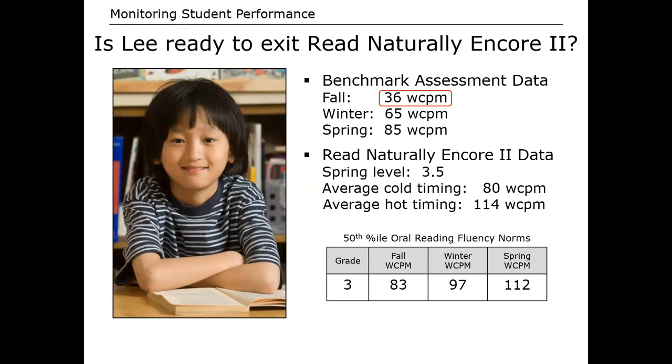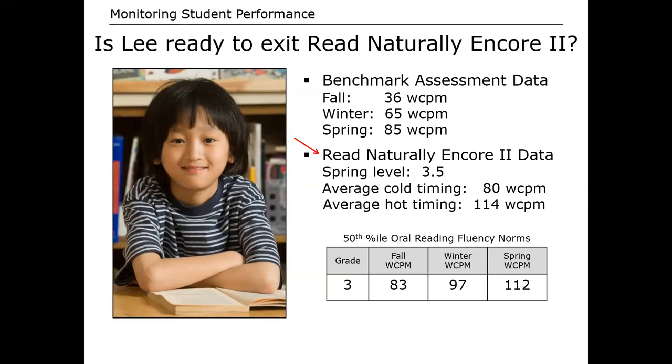Okay, so in the fall, formal assessment data got him into your intervention group. He was reading 36 words correct per minute as a third grader in the fall. That's down around the 10th percentile. He was really struggling. He ended up in your room. It's the spring now, and now he's reading 85 words correct per minute. He's made a ton of progress. He's made more progress than his peers. He's catching up. Is it enough for him to be done?